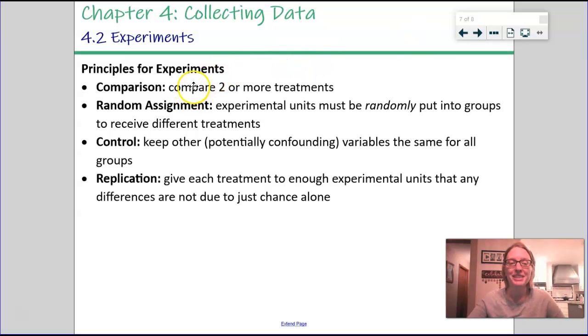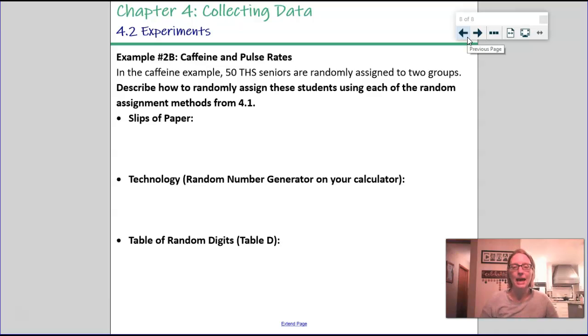Of these, we're going to talk more in detail about comparison, control, and replication in 4.2b, but I'm going to finish today with talking about random assignment, because the way we can randomly assign experimental units is the same way we can do random assignment for sample surveys, which we talked about last time. So random assignment can happen in 3 different ways, the same 3 different ways that we talked about in 4.1. We can use slips of paper, we can use technology like the random number generator on our calculators, or the table of random digits, table D, at the back of our textbook.